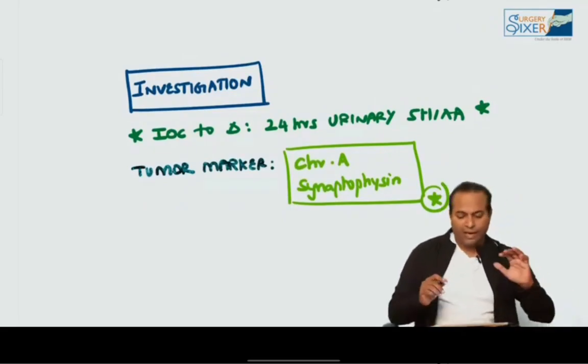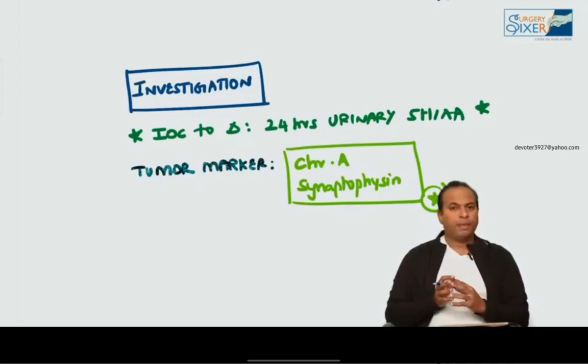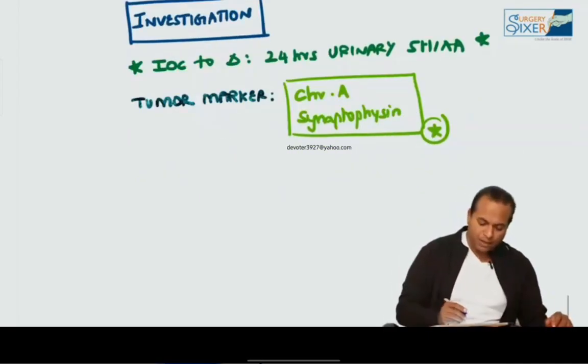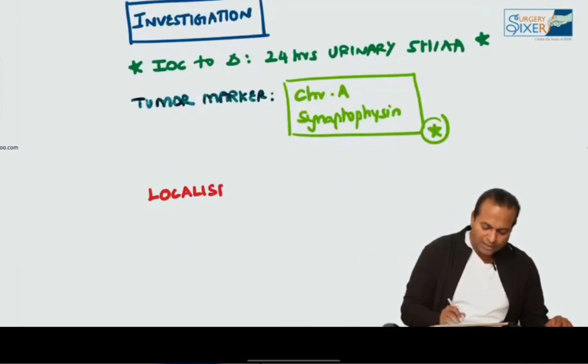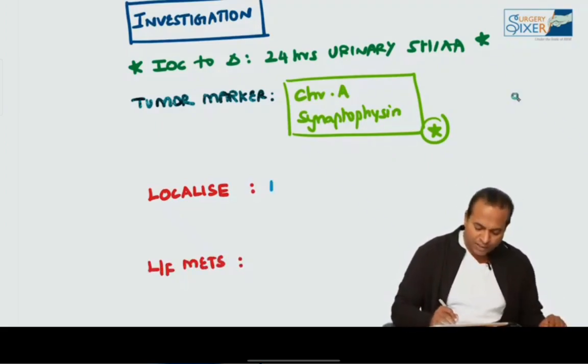Now we have found out there is a tumor from the tumor marker and from the urine analysis. Now your aim is to localize the tumor and to look for metastasis. To localize the tumor, the investigation of choice in those days was somatostatin receptor scintigraphy.